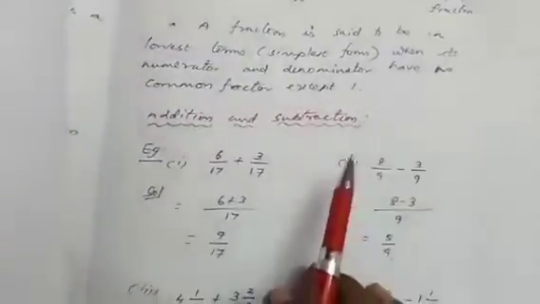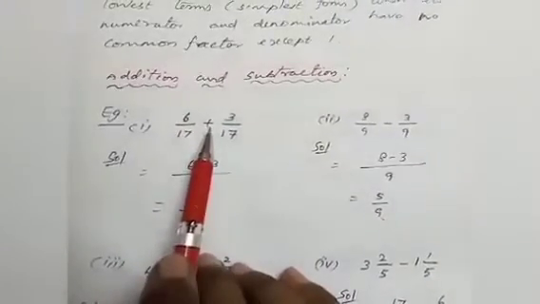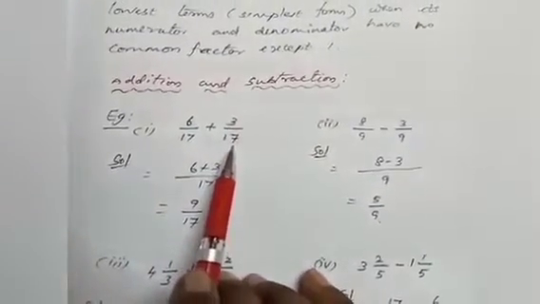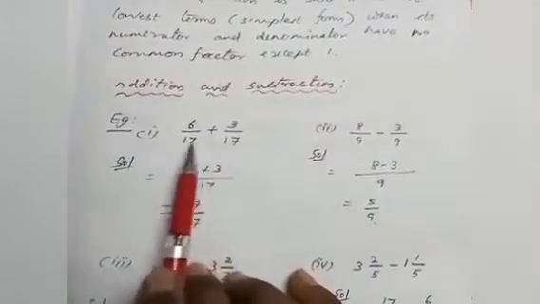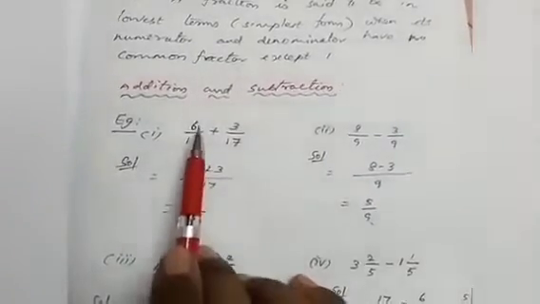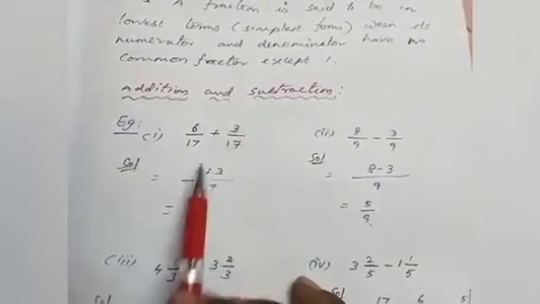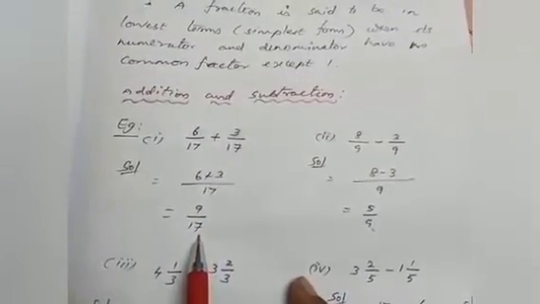Now, addition and subtraction of fractions. A few examples of addition and subtraction. 6 divided by 17 plus 3 divided by 17. Now these denominators are the same, so these fractions are like fractions. So write that denominator, 17. Directly add the numerators. 6 plus 3 is 9. So 9 divided by 17.